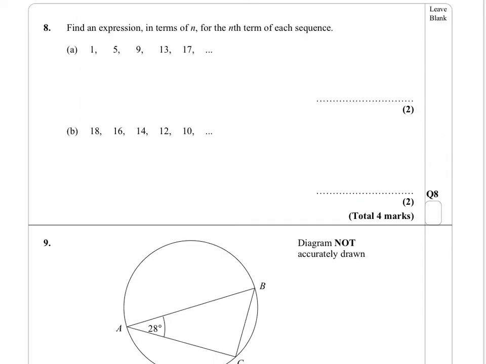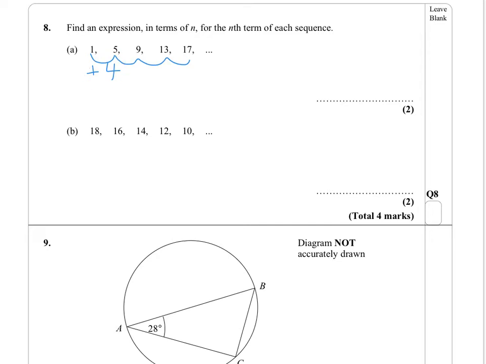Okay, so you've got an nth term sequence question. What you do is you get a sequence, you've got to work out what's going on. To get from 1 to 5, 5 to 9, 9 to 13, and 13 to 17, we can see that we're adding 4 each time. So find an expression in terms of n for the nth term of the sequence. The term-to-term rule is we add 4.